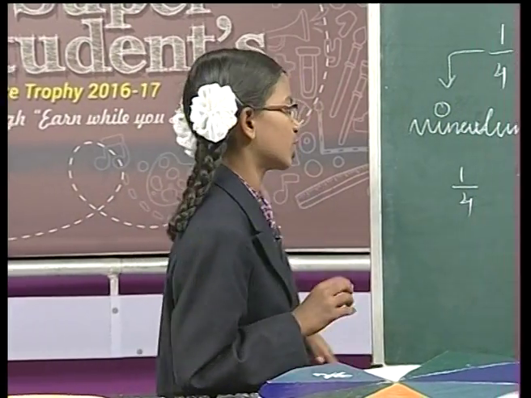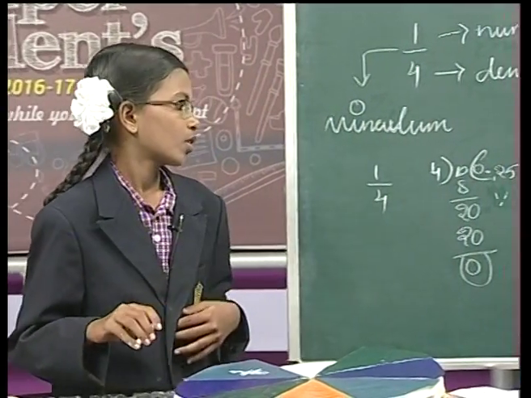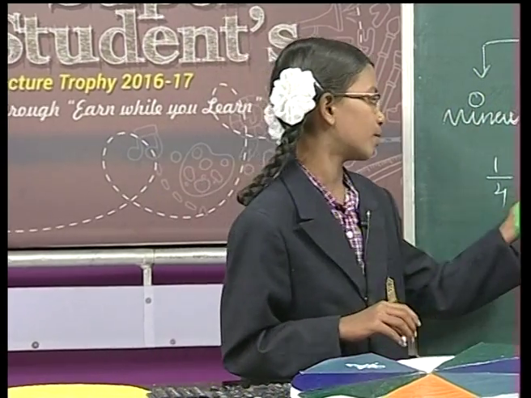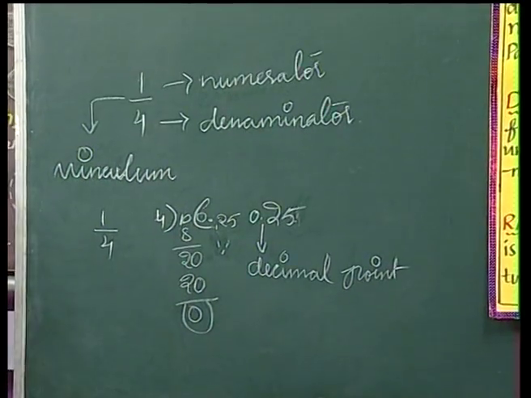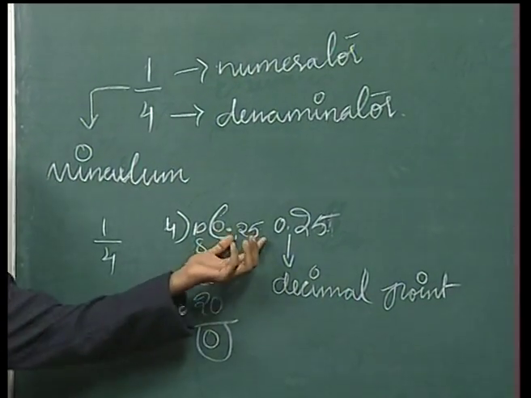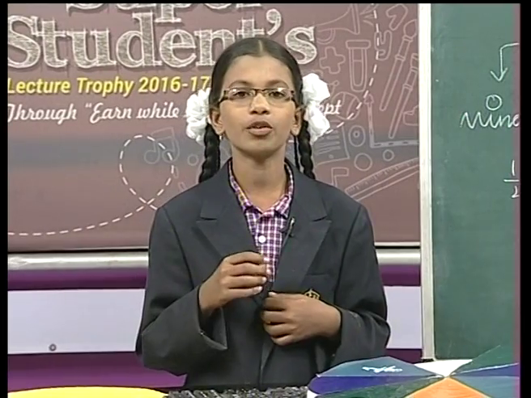Friends, now we are discussing about how to convert a fraction into decimal. Friends, you know already we learned in above example the fraction is 1 by 4, the decimal is 0.25. It is called how to convert a fraction into decimal.